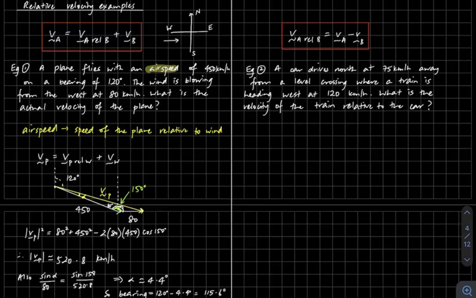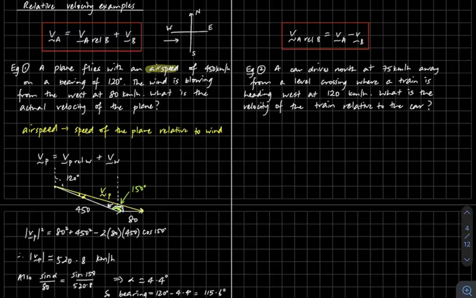Okay, second example. On the other side of the page, we've got a car driving north at 75 kilometers an hour away from a level crossing where a train is heading west at 120 kilometers an hour. What is the velocity of the train relative to the car?